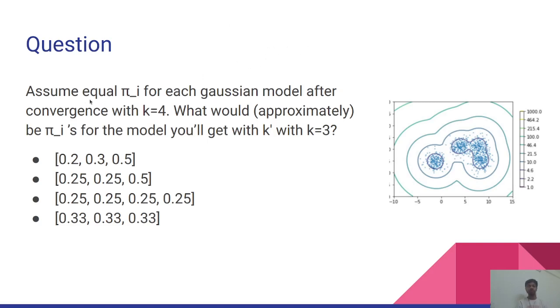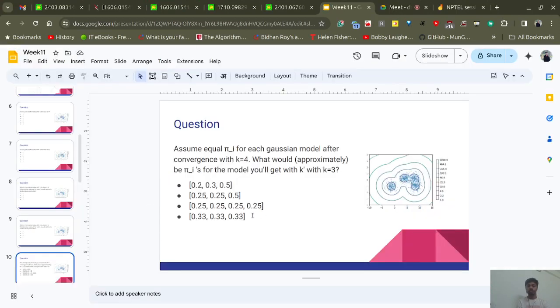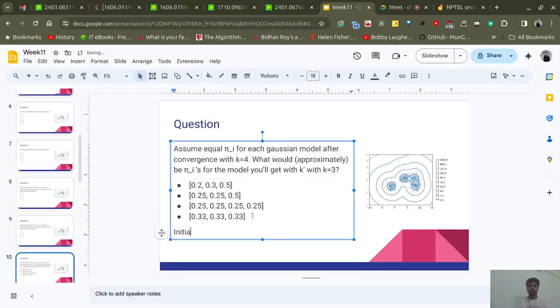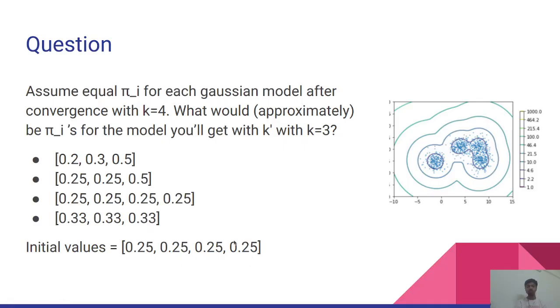So we are assuming that they are equal, and we have 4 clusters, right? So what are the initial values? The total is 1 and we have 4, so all of them are equal: 0.25, 0.25, 0.25, 0.25. 1 divided by 4 is 0.25, right? So this is the initial value, and then we are merging two of them.